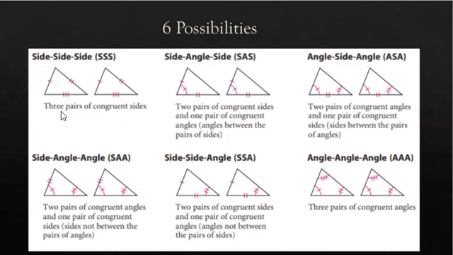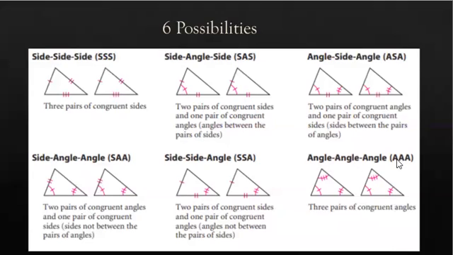So our possibilities are side, side, side. So if there are 3 pairs of congruent sides, are the triangles congruent? Side angle side, this would be a side and the included angle between another side. Angle side angle would be 2 angles and the included side. Side angle angle would be a side with 2 other angles, nothing included. Side side angle would also be 2 sides and an angle with nothing included.